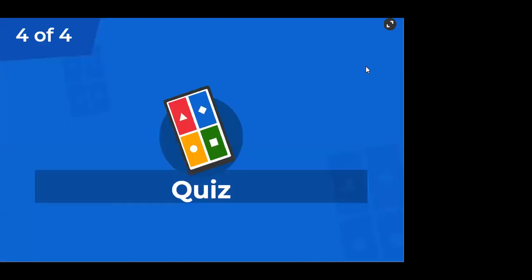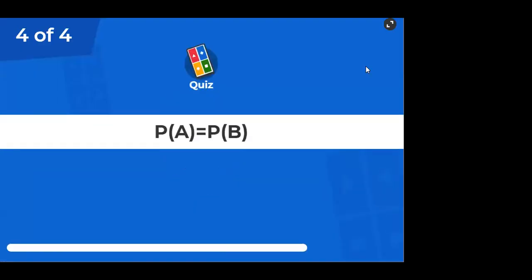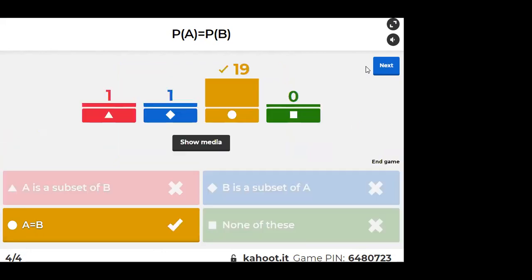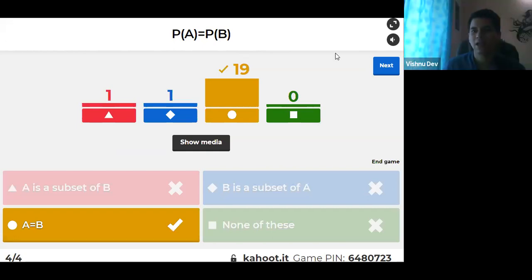Fourth question. This is the last question. If the power set of A is equal to the power set of B, then... easy, super easy. Yes, A is equal to B, right? If the power sets are equal, it means the number of elements and the elements are equal, so A and B should be the same. Got it? Everyone got this, right?